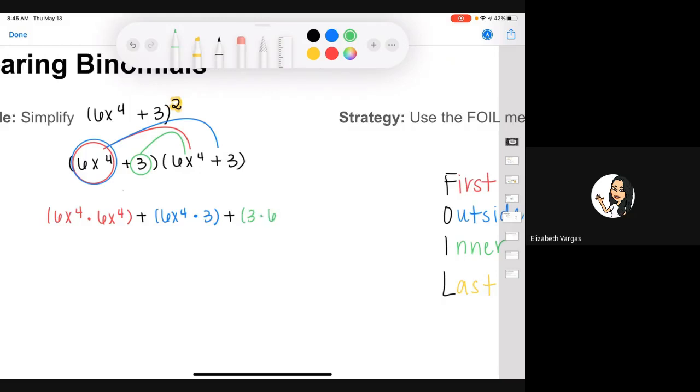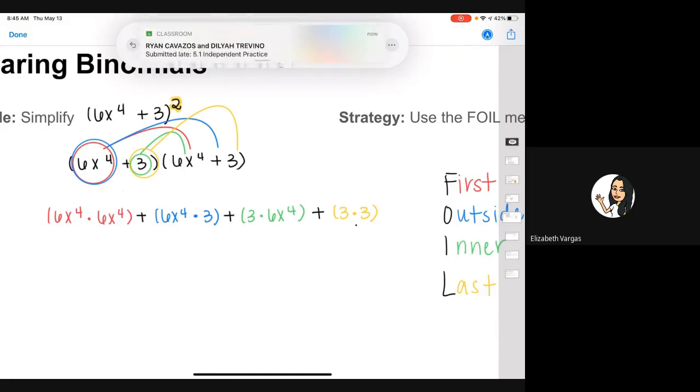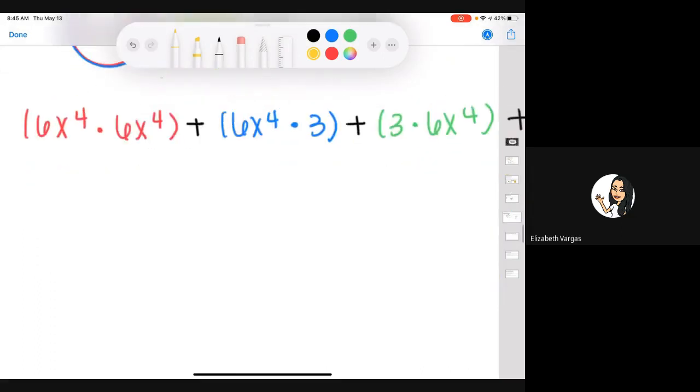3 times 6x to the power of 4. Plus, now my last one, 3 with my last, 3 times 3. So now I have these expressions. And like I did with the distributive property, now this gives me a bunch of different multiplications to work with that are much easier. So I want to go ahead and distribute my like terms.